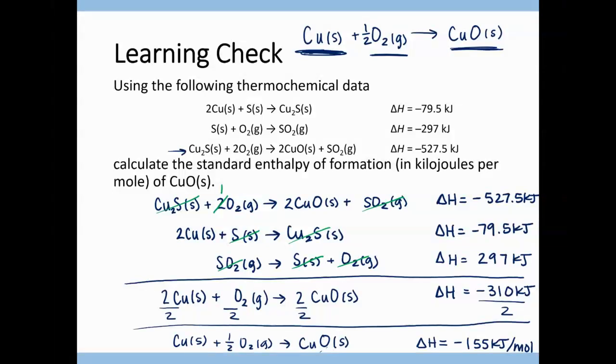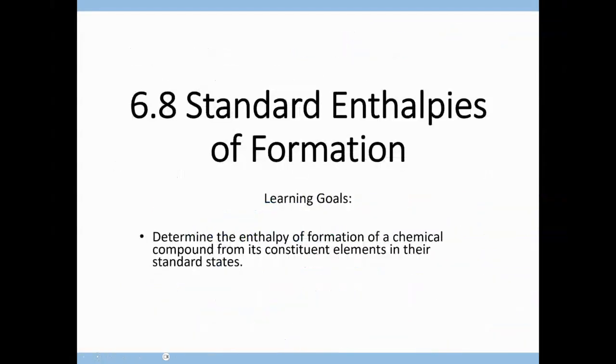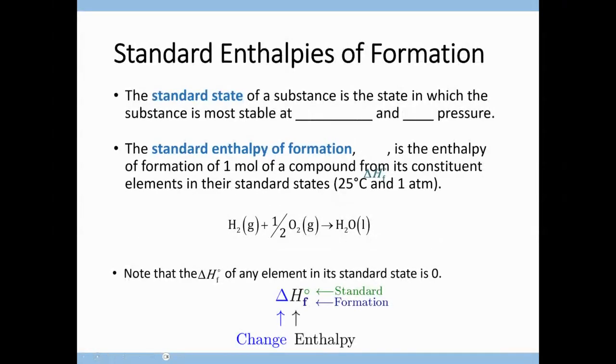Okay, so what we've shown here, this value is the enthalpy of formation of copper oxide from its constituent elements, and that's what our next section is all about. So, standard enthalpies of formation. The standard state of a substance is a state in which the substance is most stable at 25 degrees Celsius, which is 298 Kelvin, and 1 atmosphere of pressure, 1 atm.